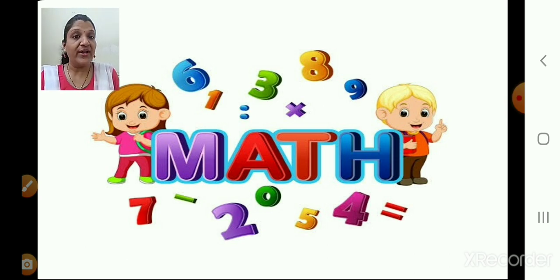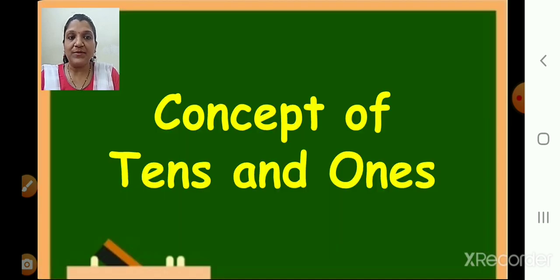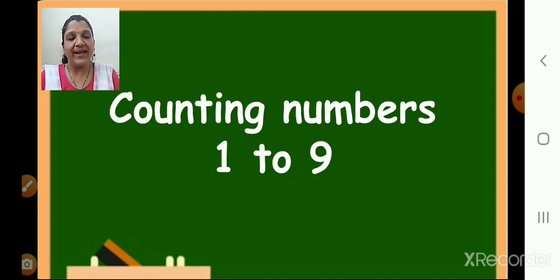Today we are going to learn a new concept. A concept of tens and ones. Children, we have learned counting numbers 1 to 9. So let us do the revision of it.